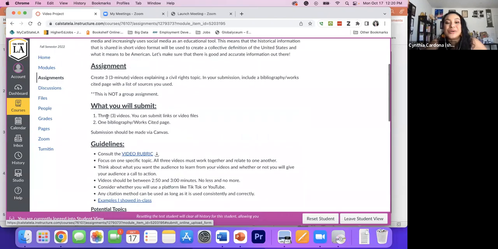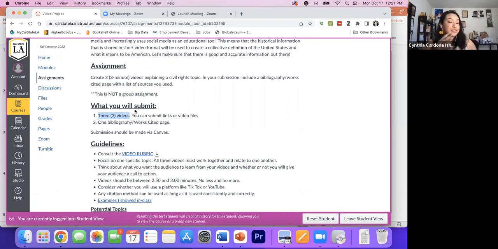Remember that it's 3 videos. Yeah, there was a little bit of confusion. It's 3 videos. Each video is 3 minutes. That's why some people are running into problems if they don't have that feature on, like TikTok. But you can always use your phone or the computer to film a video. And then each video is 3 minutes, so you shouldn't have any problem with that.